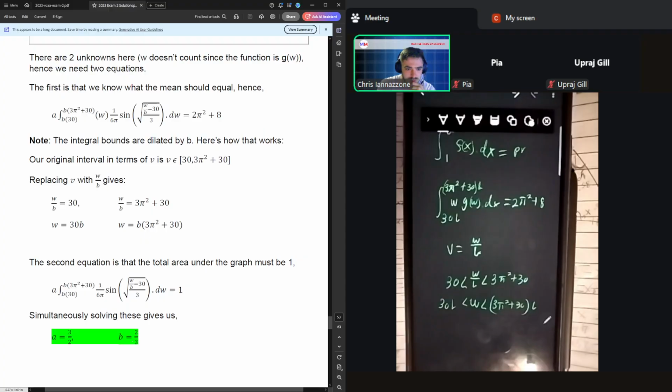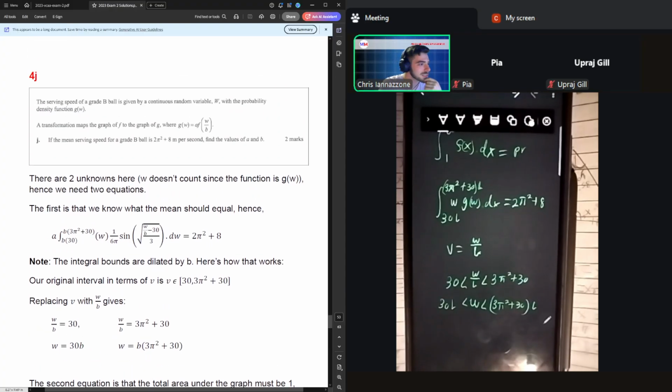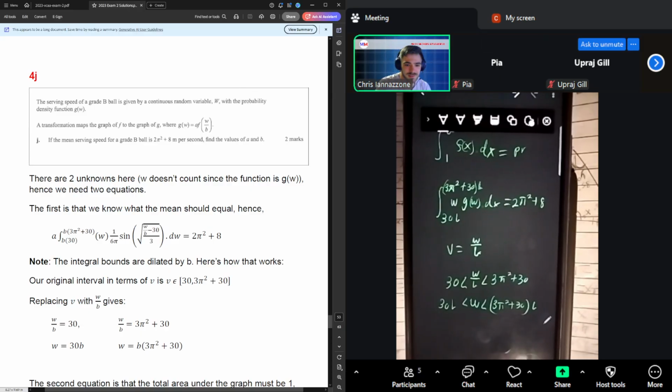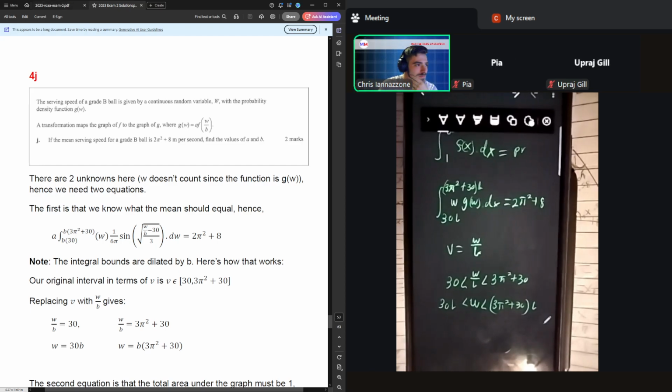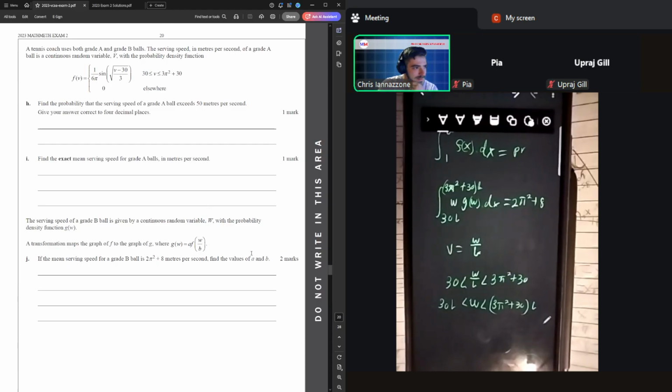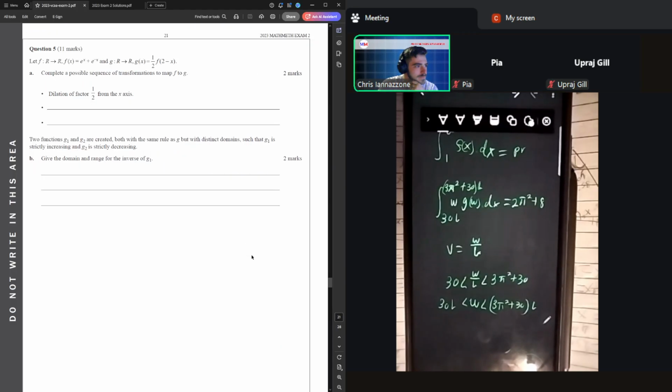Let's see. I'll bring up the exam report and see what the pass rate was. Question 4J. 5% for 1 mark, 6% for 2 marks. So if you were totally lost, then just know that 89% of other people were also totally lost. But the good news is, if you now understand it, or at least roughly understand it, and can then start working on it, you'll now be not part of the 89%.